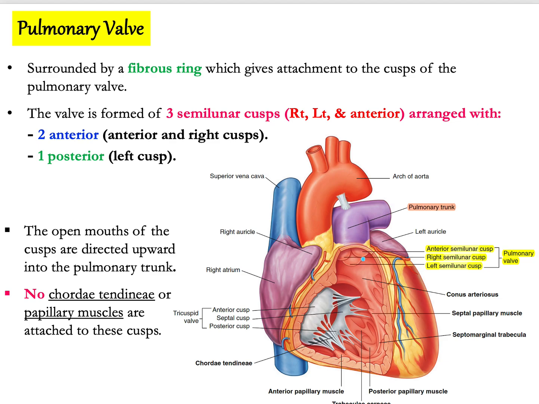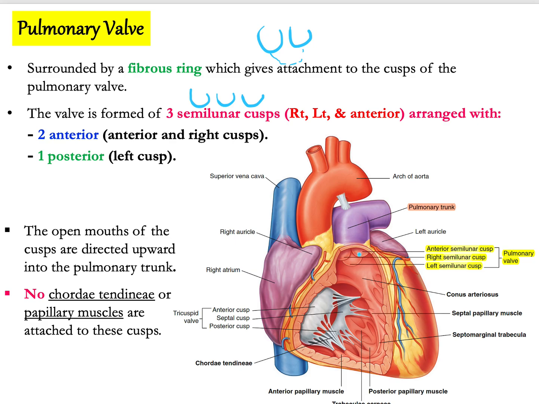Yes, we know that this valve is composed of three semilunar cusps. What do you mean by semilunar? Like cups, like this. It's not complete, right? So two are positioned anterior and one posterior. We accept that, yes, there are two anterior and one posterior, but the names of these cusps are confusing.